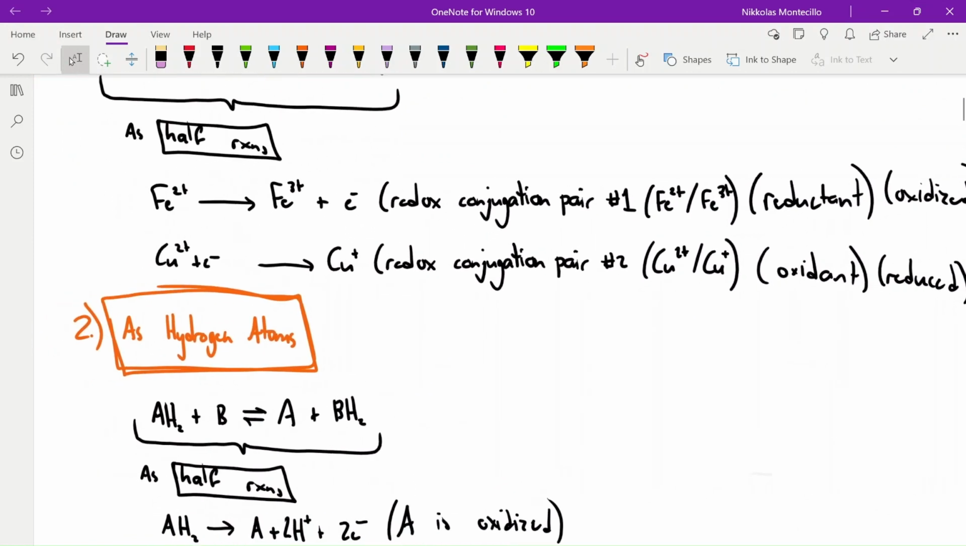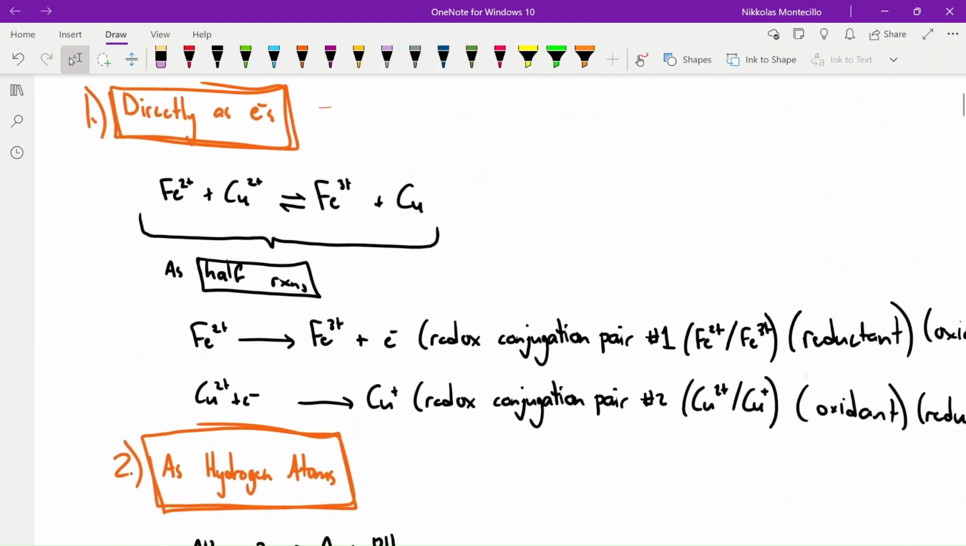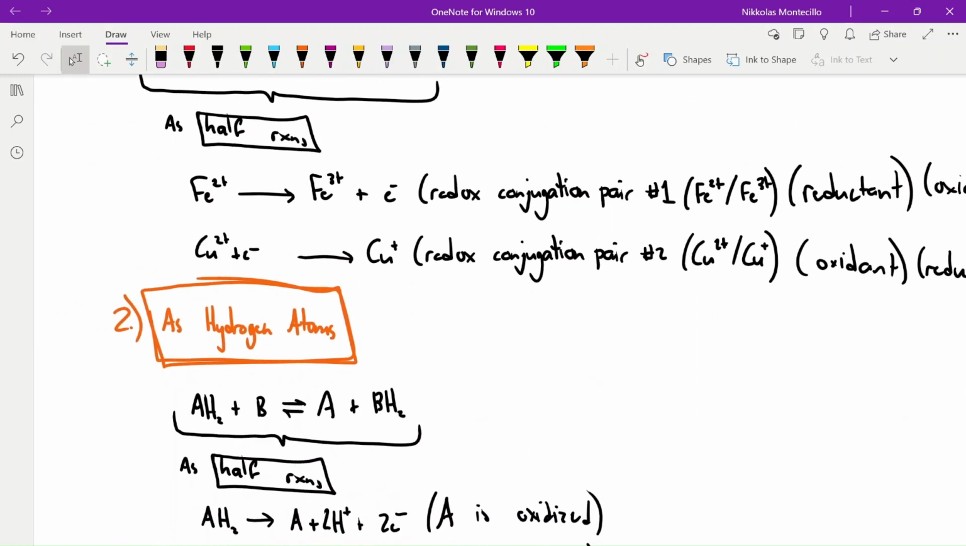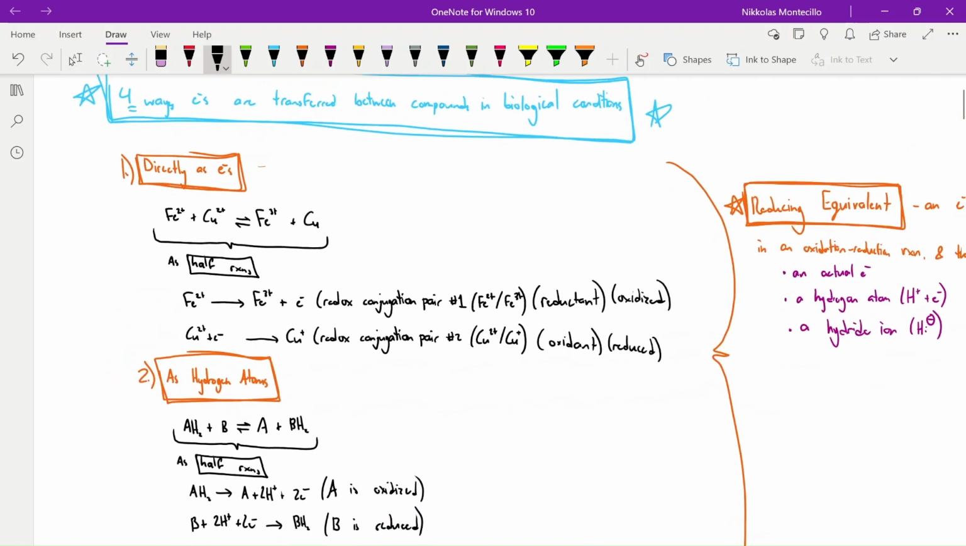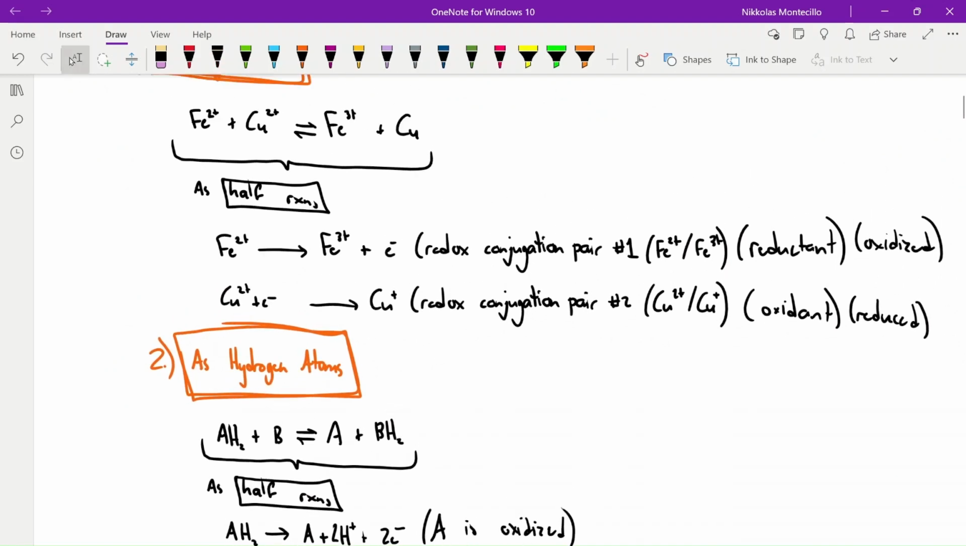Now, as hydrogen atoms, so this is the second way that electrons are transferred. They can be transferred as hydrogen atoms, where two arbitrary compounds, A and B, are transferred, where A contains 2 hydrogen atoms and B has none. But we can see that once the reaction completes, on the product side, B contains the hydrogen atoms.